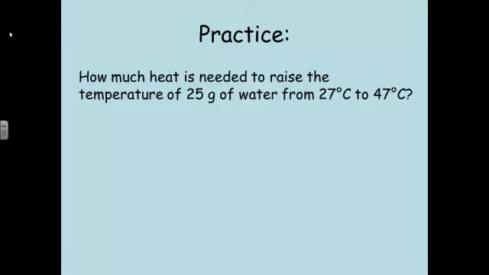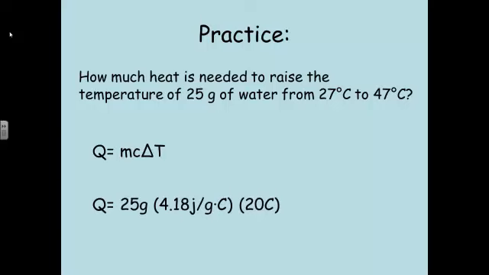How much heat is needed to raise the temperature of 25 grams of water from 27 degrees to 47 degrees? So the first thing you want to do, write down your formula. You should write down your variables, which I didn't do. My mass is 25 grams, my C is 4.18, and my change in temperature from 27 to 47 is 20 degrees. My grams and my Celsius cancel, leaving me with joules, and I get an answer of 2,090 joules.